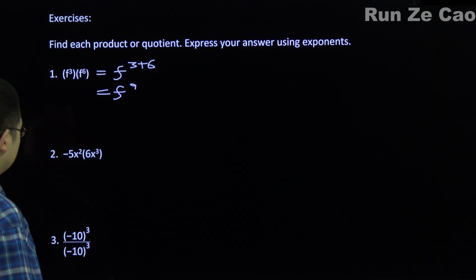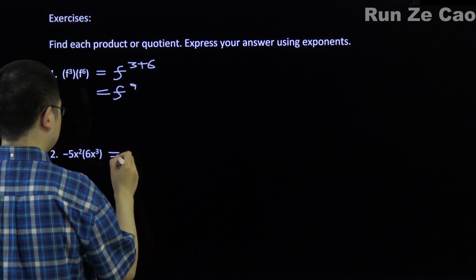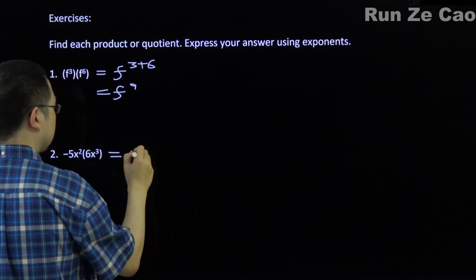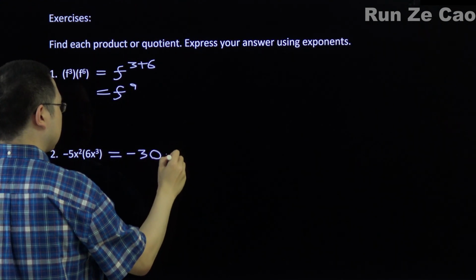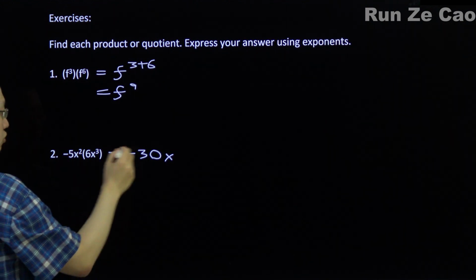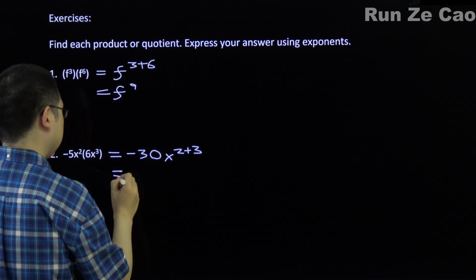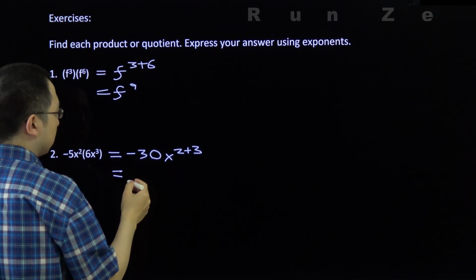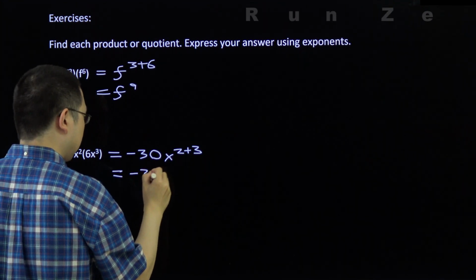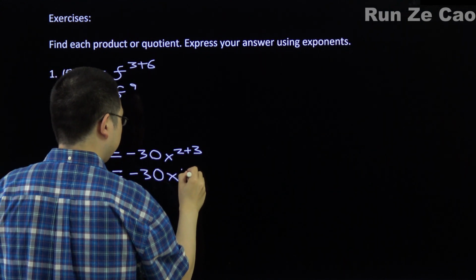Negative 5x squared times 6x to the 3rd. Well, negative 5 times 6 is going to be negative 30. And then it's going to be x to the 2 plus 3, because it's x squared times x to the 3rd. So that's going to be negative 30x to the 5th.